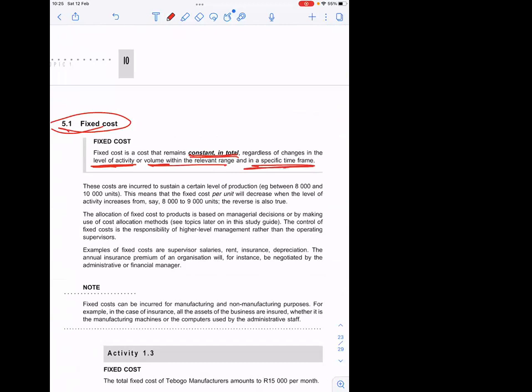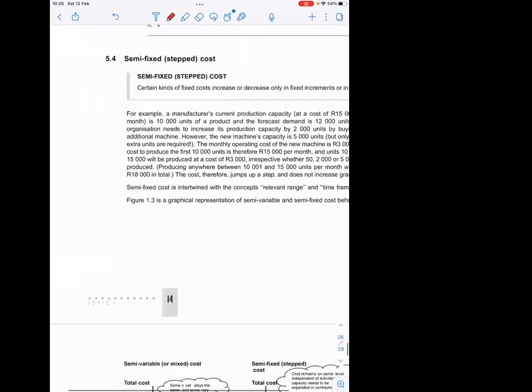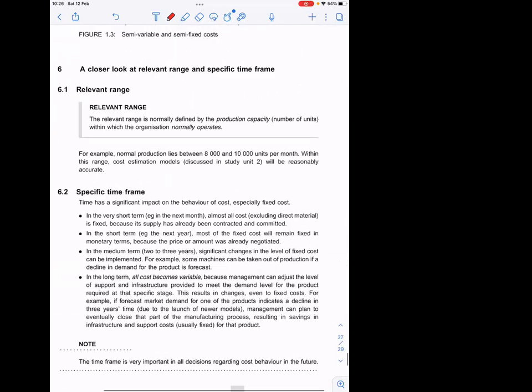So there's a mention of within the relevant range. Right, what is the relevant range? The relevant range is the normal output level. This is an output level normally within which an entity operates. I will need to go to that one because you will see now what will trigger a stepped fixed cost. This is the relevant range. The relevant range is normally defined as the production capacity in units within which the entity normally operates. So these fixed costs, good people, will stay the same within the relevant range.